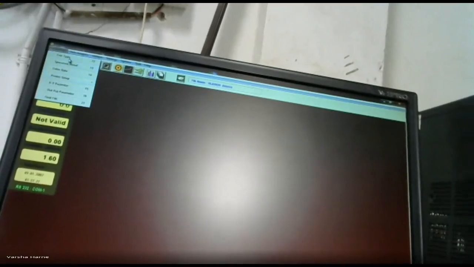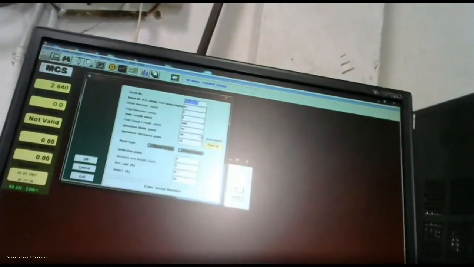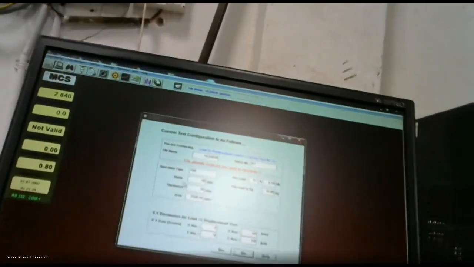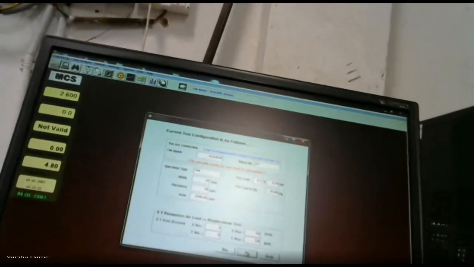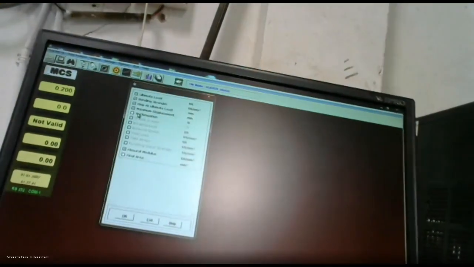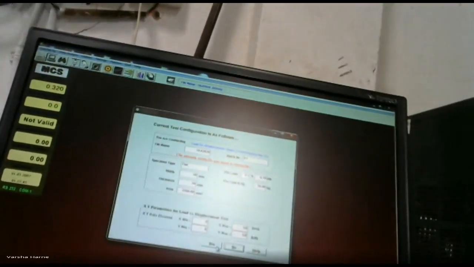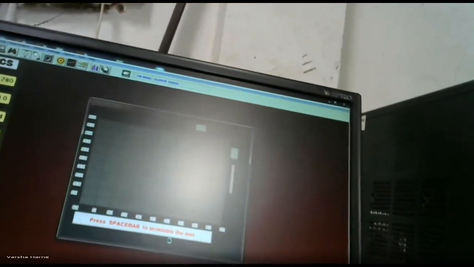Just repeat, because the setup is not ready. So again I put the test type the same. Flat bar is okay. All the parameters are okay. I tare the load to 0. XY parameters. Okay. Percentage elongation, final area. Okay. And I start.